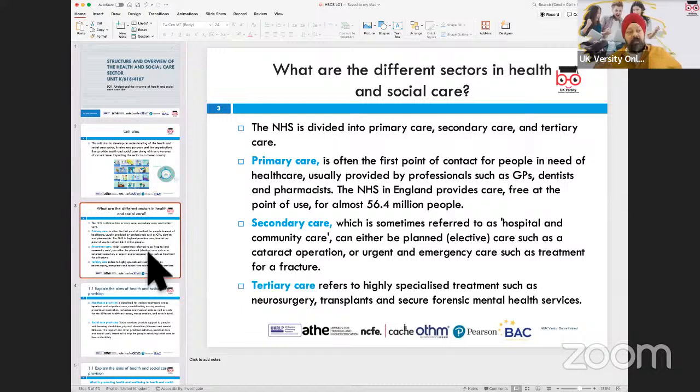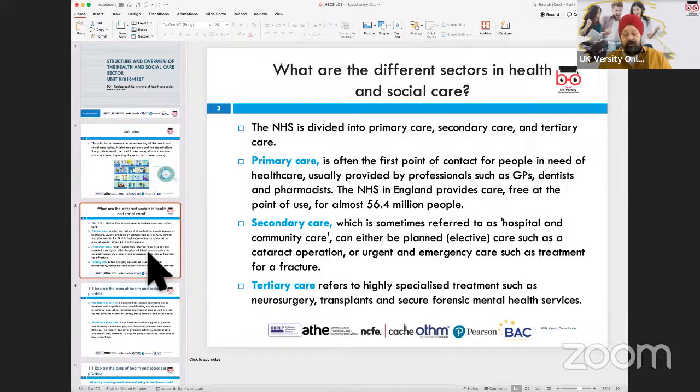Now, one of the main questions which should come to your mind when you look at the chart which I showed you, or the organogram, is what kind of services the National Health Service or the Department of Health provides. So there are 3 types of services that you get from the Department of Health, which basically forms the National Health Service. One, you get primary care, second, you get secondary care, and then you get tertiary care.